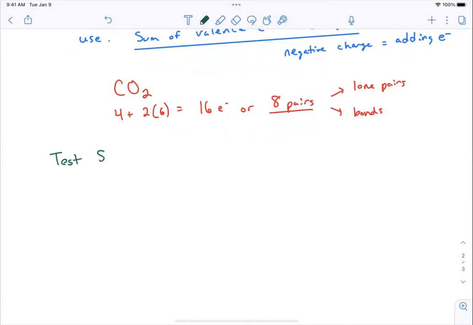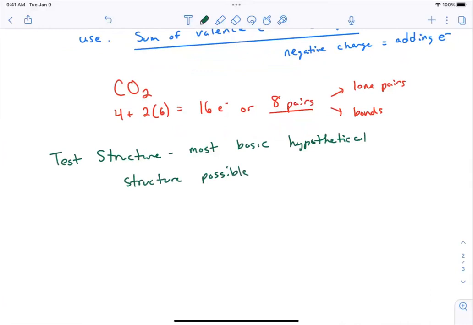The next thing you do is you draw a test structure. The test structure is the most basic hypothetical structure possible. So this is not necessarily the right answer, but it's your starting point. If you start at this point, you will be able to get to the right answer no matter what.